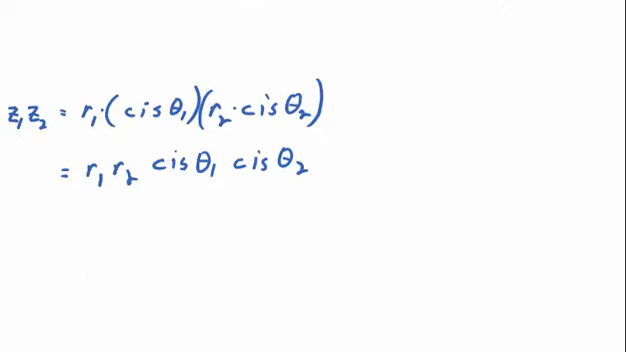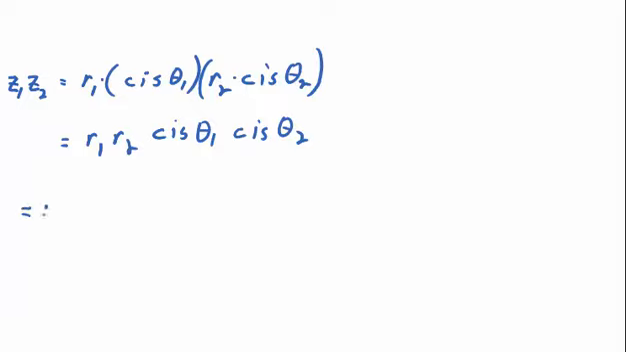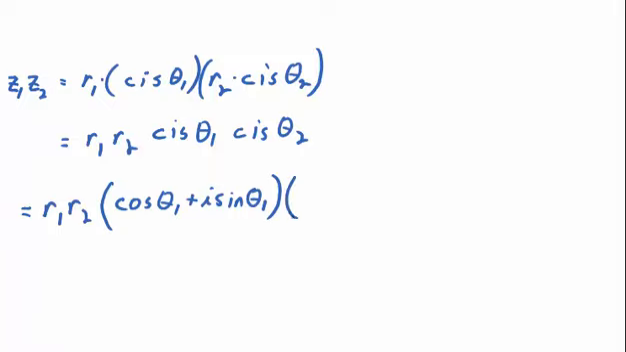All right, let's write this out longhand. I'm going to leave r1, r2 where it's at. And then cis theta 1 in parentheses is really cosine theta 1 plus i sine theta 1. Would you agree with that statement? And then cis theta 2, same thing except with theta 2, right? Cosine theta 2 plus i sine theta 2. No disagreement yet, right? How do we multiply two quantities like this?